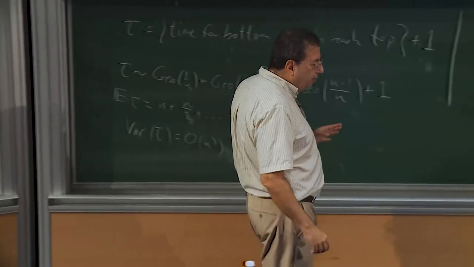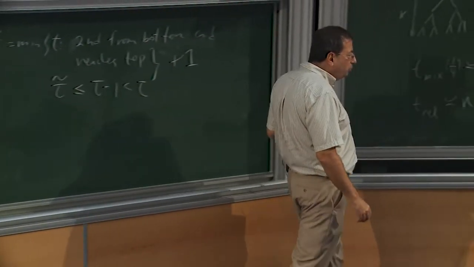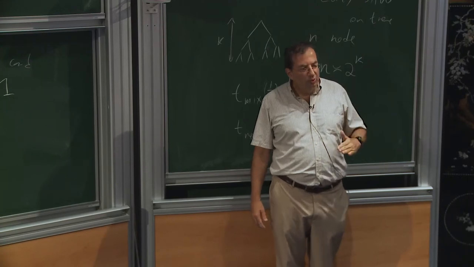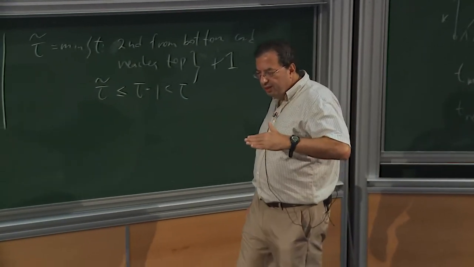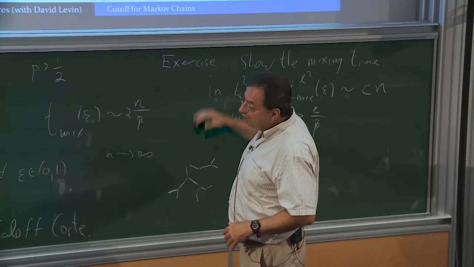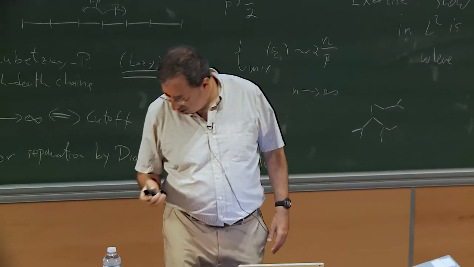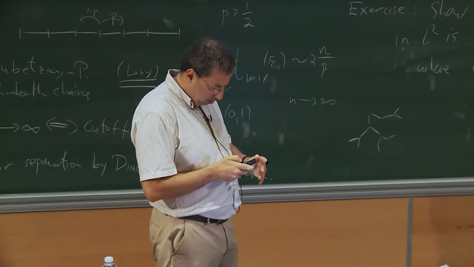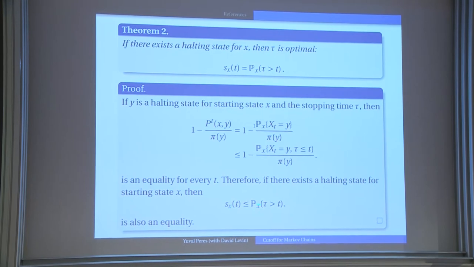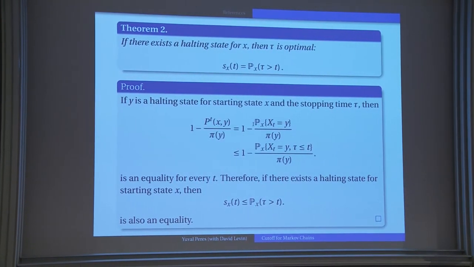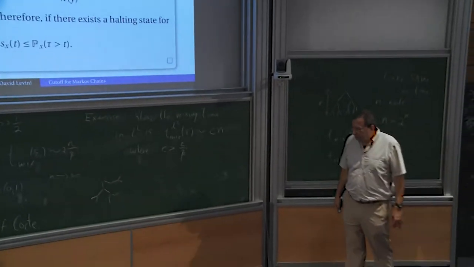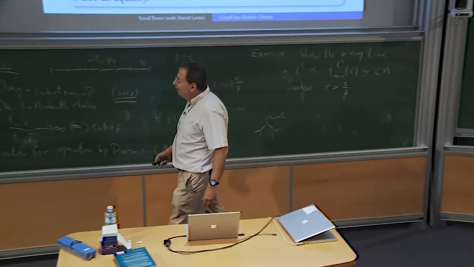One thing I should comment, there is a theorem of Aldous and Diaconis that says even when you don't have a halting state, and sometimes there is no halting state, there always is an optimal strong stationary time. So there always is one that achieves equality. Equality here holds whenever you have a halting state, but sometimes there is no halting state, and maybe I can give another exercise.